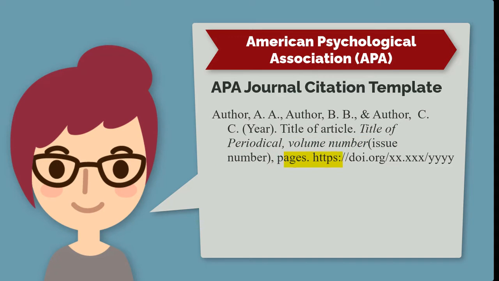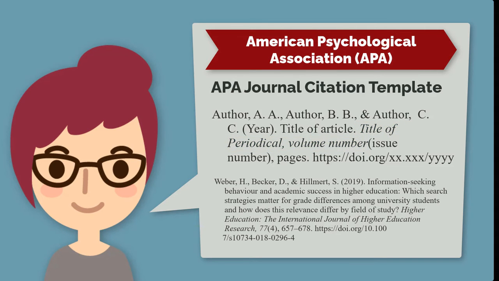If available, a DOI, or digital object identifier, can be added to the end of the citation. Note that you do not use title case in the title of the article. This means that except for proper nouns, only the first word in the title and the first word after a colon is capitalized. Also, the title of the journal in which the article appears and the volume number is italicized. So if we take our article and use this template, our resulting citation should look like this.